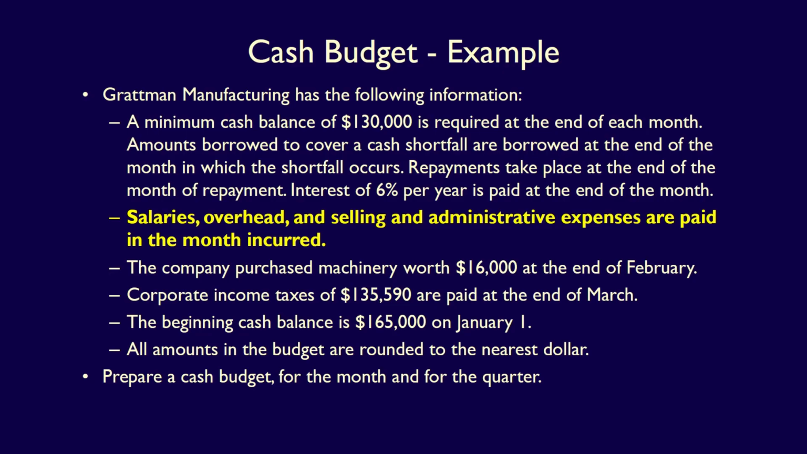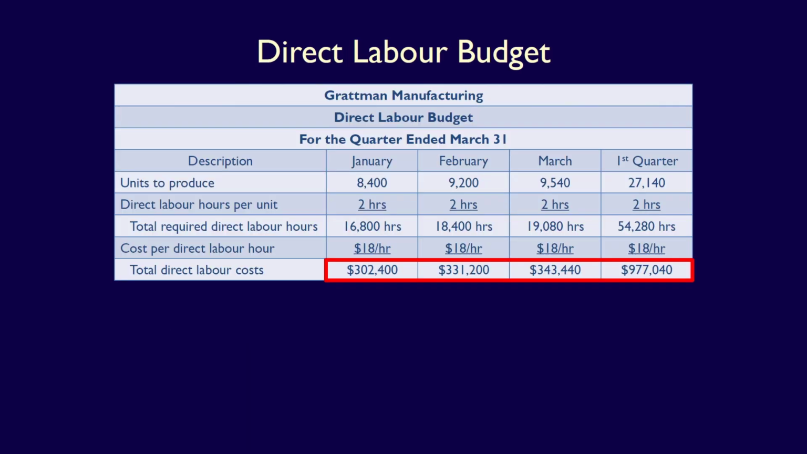First, we know when direct labor is paid because we get it from the question. Salaries, overhead, selling and admin expenses are all paid in the month incurred. Salaries are therefore all paid in the month the employee services were used by the company. Where do we get the amount of salaries paid for direct labor? We get it from the direct labor budget.